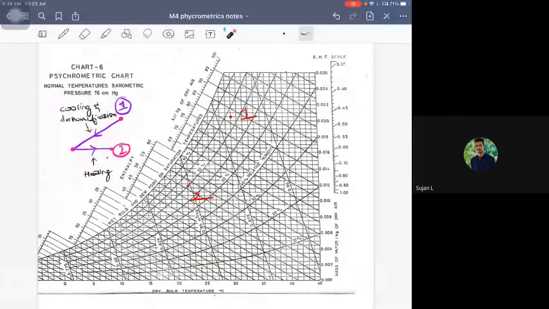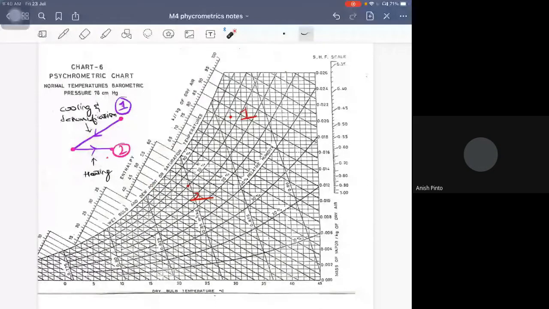Anyone pending? Everyone done? Shall we move forward? Yes, sir. So in order to fix this point, carefully observe this. This particular point is very important. Whether it comes here or here or here, we don't know, isn't it? So we have to fix that particular point exactly on the psychometric chart.